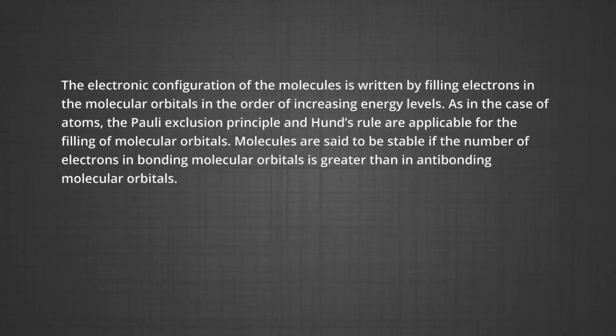orbitals. The electronic configuration of the molecules is written by filling the electrons in the molecular orbitals in the order of increasing energy levels. As in the case of atoms, the Pauli exclusion principle and Hund's rule are applicable for the filling of the molecular orbitals. The molecules are said to be stable if the number of electrons in the bonding molecular orbitals is greater than in the antibonding molecular orbitals.